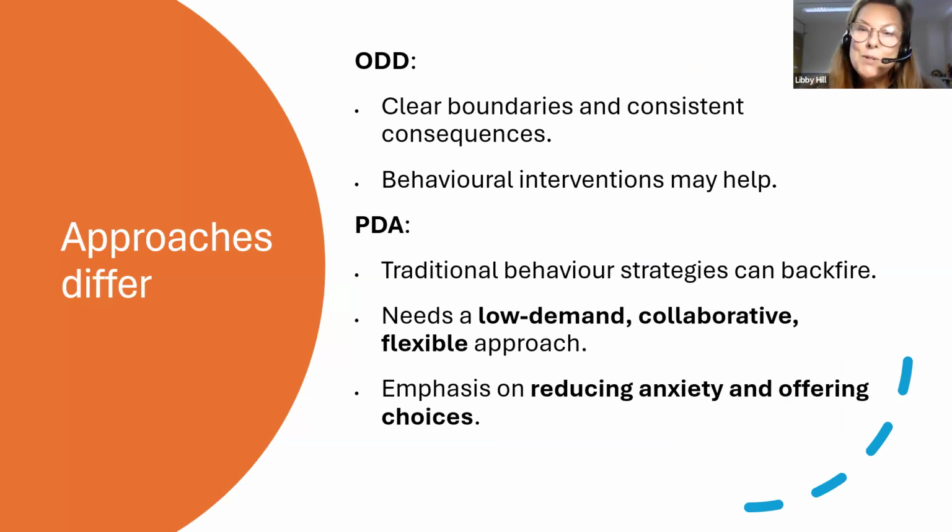We need to know because the approaches differ. With ODD, they need clear boundaries, consistent consequences, and behavioral interventions may indeed help. With PDA, traditional behavior strategies will almost certainly backfire. They need a low demand, a collaborative, a flexible approach. And the emphasis with PDA needs to be reducing the anxiety, offering choices.